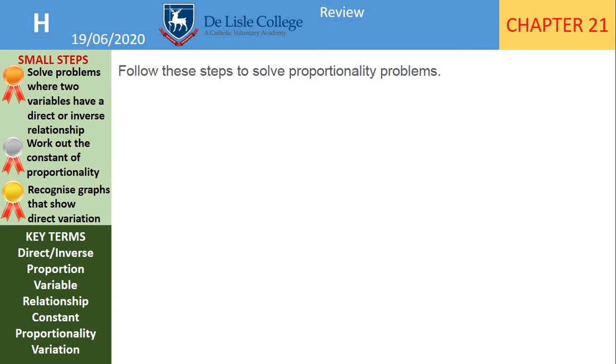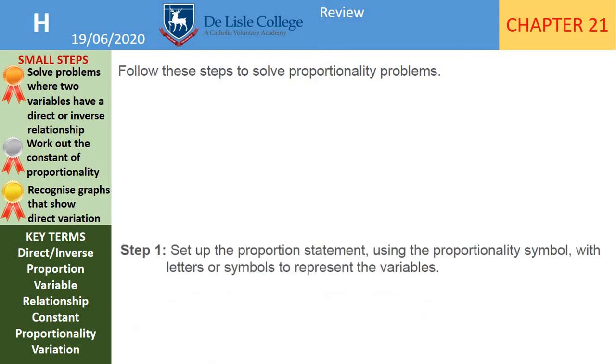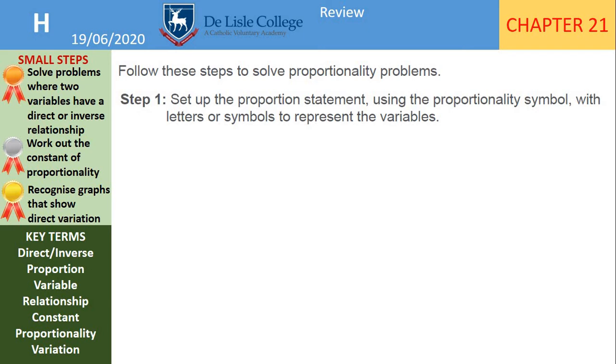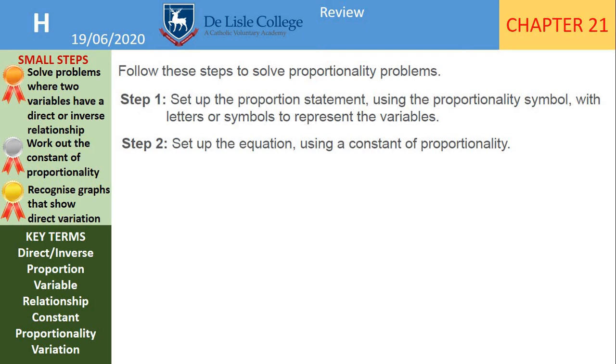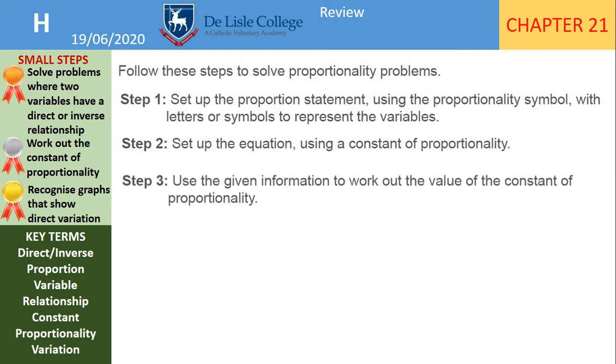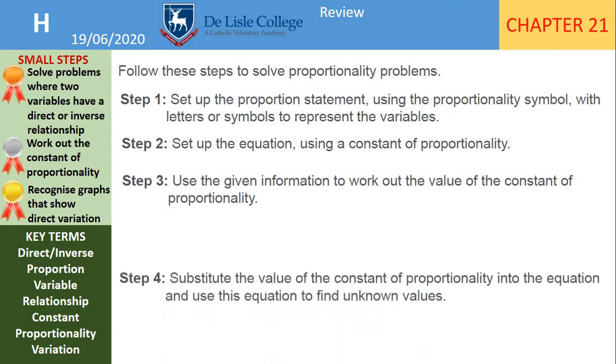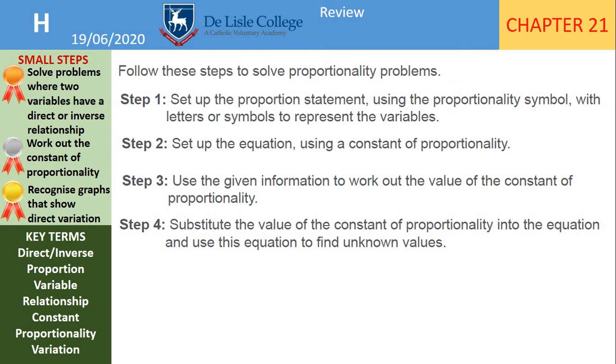So remember from our lessons then to follow these steps to solve proportionality problems. Step 1, set up the proportion statement using the proportionality symbol with letters or symbols to represent the variables. Step 2, set up the equation using a constant of proportionality. Step 3. Use the given information to work out the value of the constant of proportionality. Step 4. Substitute the value of the constant of proportionality into the equation and use the equation to find the unknown values.